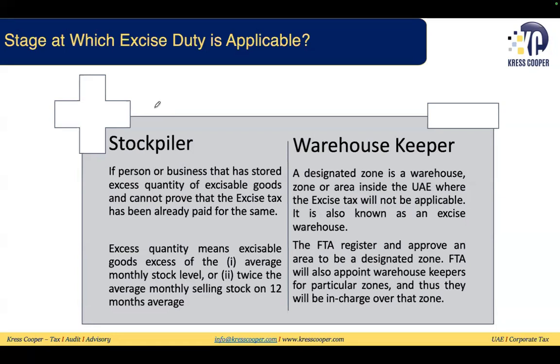As I mentioned earlier, for stockpilers and warehouse keepers, a warehouse can be set up anywhere in the free zone, mainland, or the designated zone. Stockpilers need to pay excise on the excess quantity. The formula is given: 12 months average or 2 months average stock. So they need to pay excise duty on the excess quantity. When they need to pay, we already discussed the timeline as well.